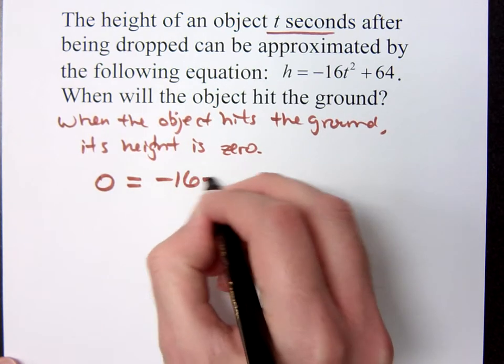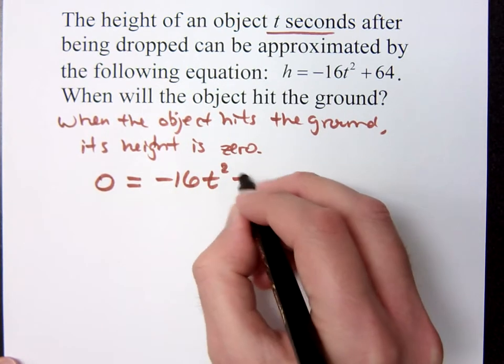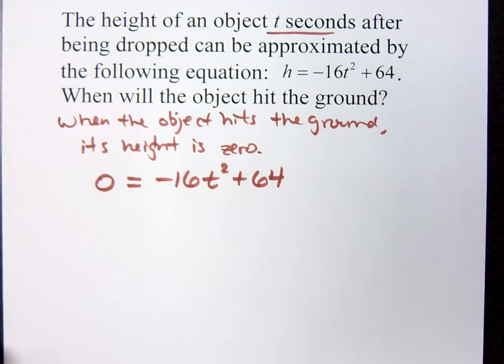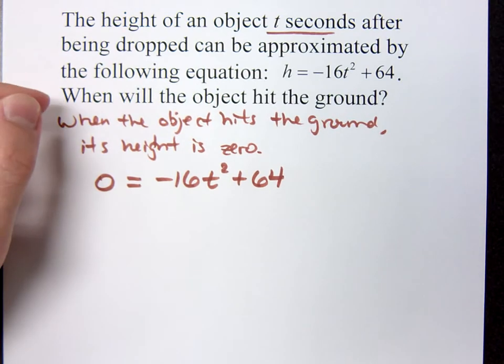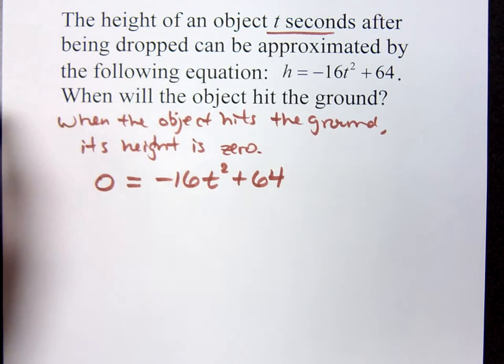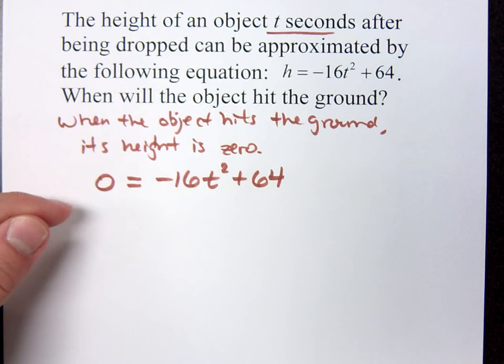So 0 equals negative 16t squared plus 64. This is an equation. The only variable I have here is t. And what does t represent? It's time measured in seconds. So when the question says, when will the object hit the ground? The question when is looking for time, right? So can I solve this guy? Yeah. How?